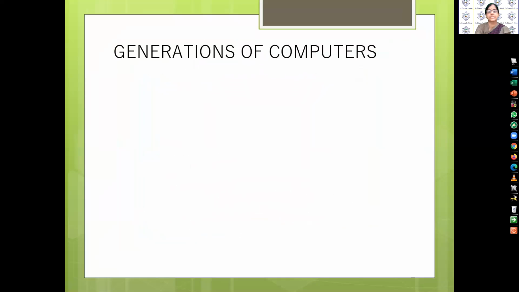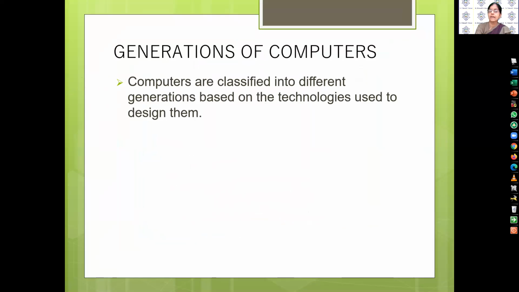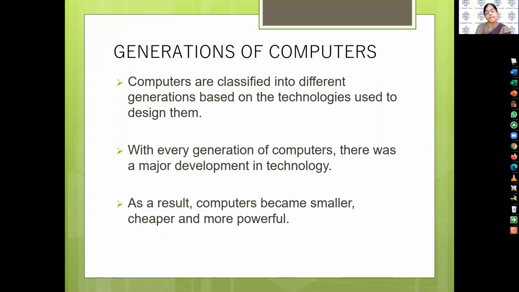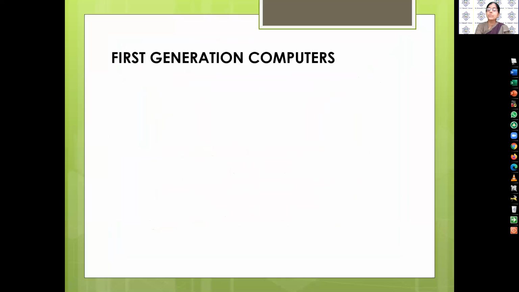Generations of computers. Computers are classified into different generations based on the technologies used to design them. With every generation of computers, there was a major development in technology. As a result, computers became smaller, cheaper, and more powerful. So, we start from first generation computers.